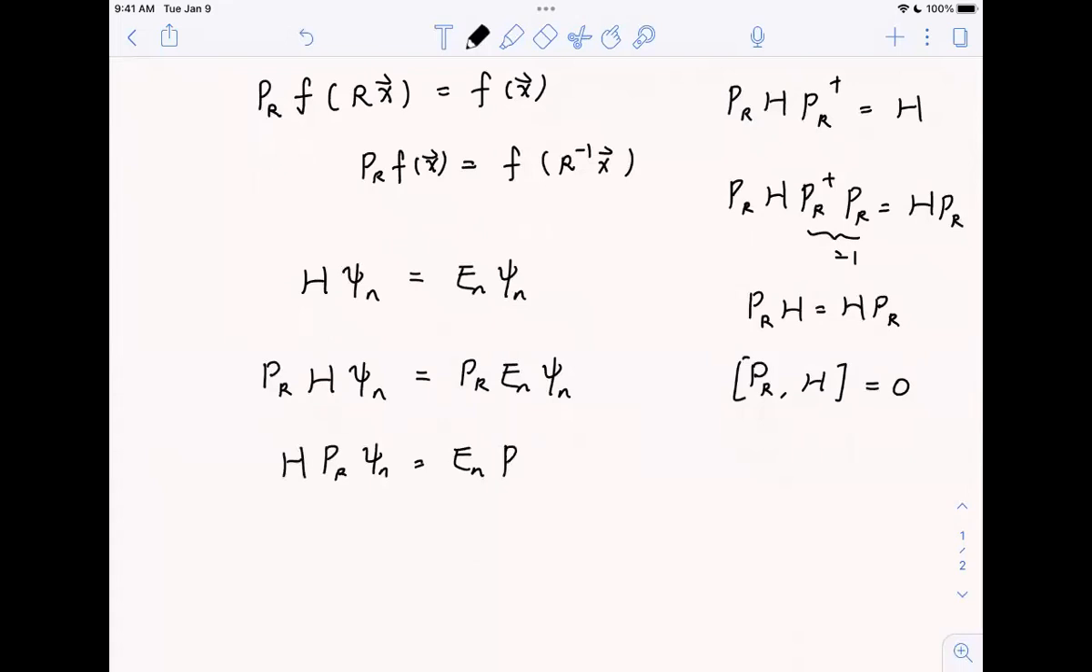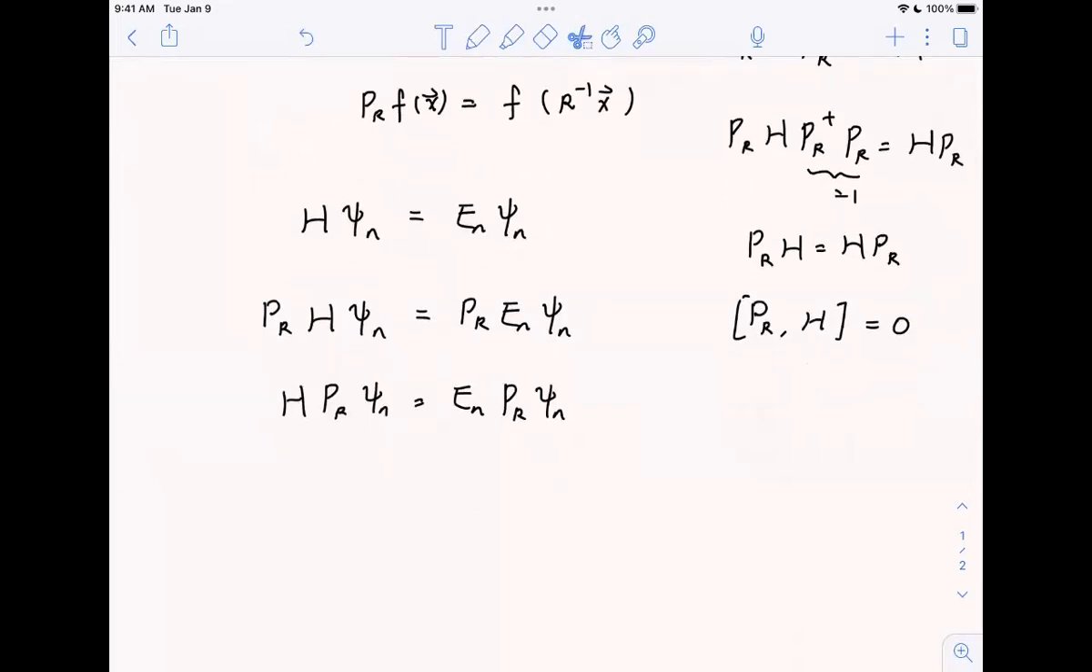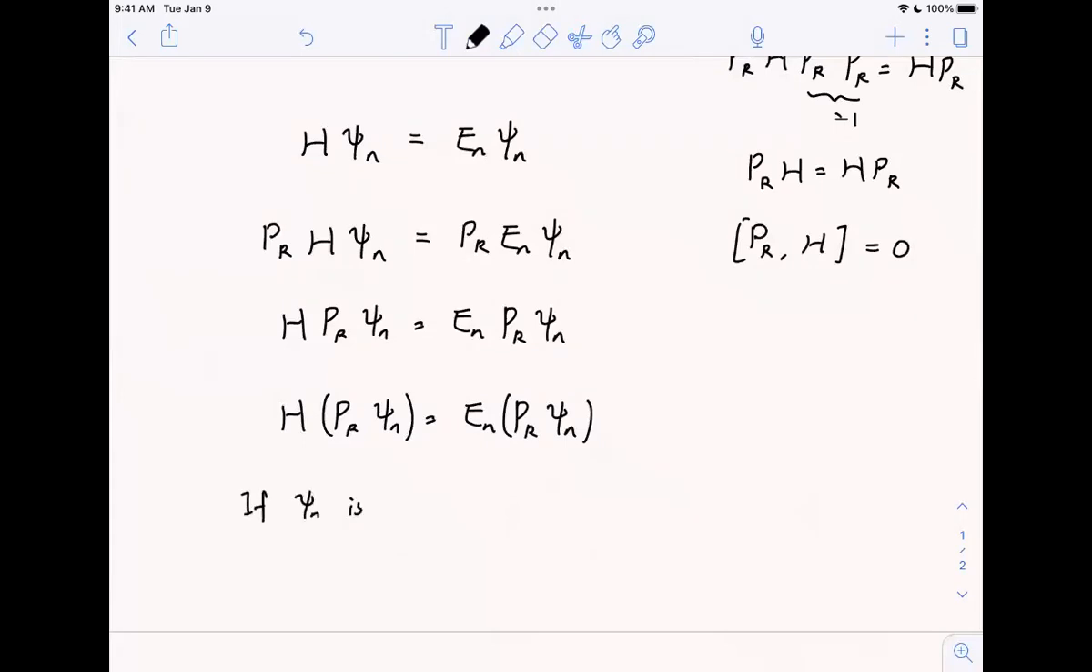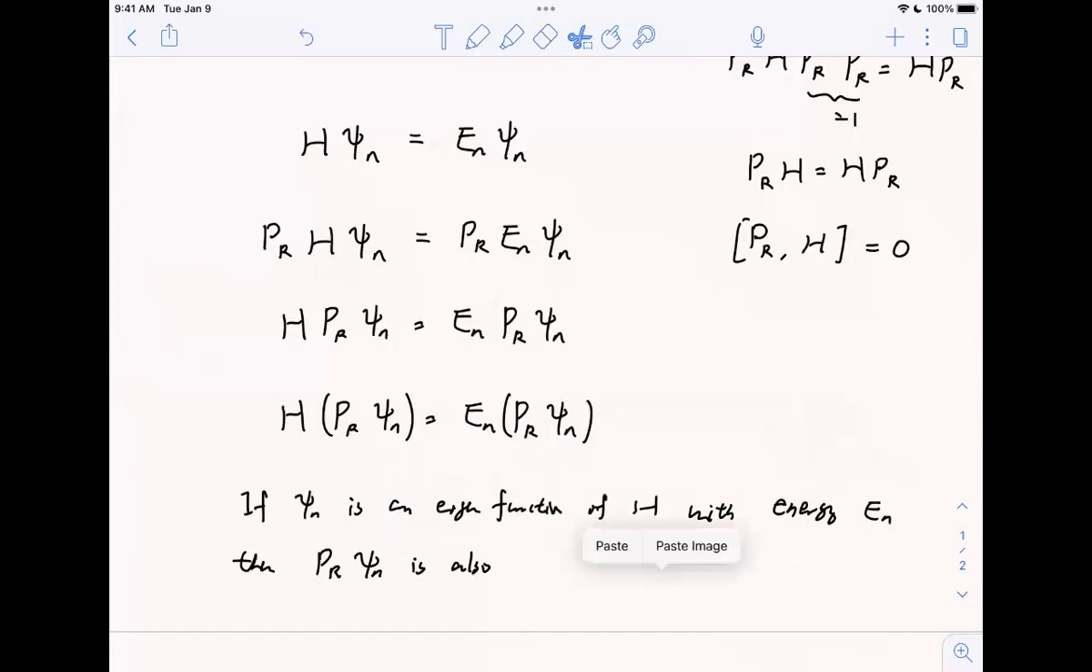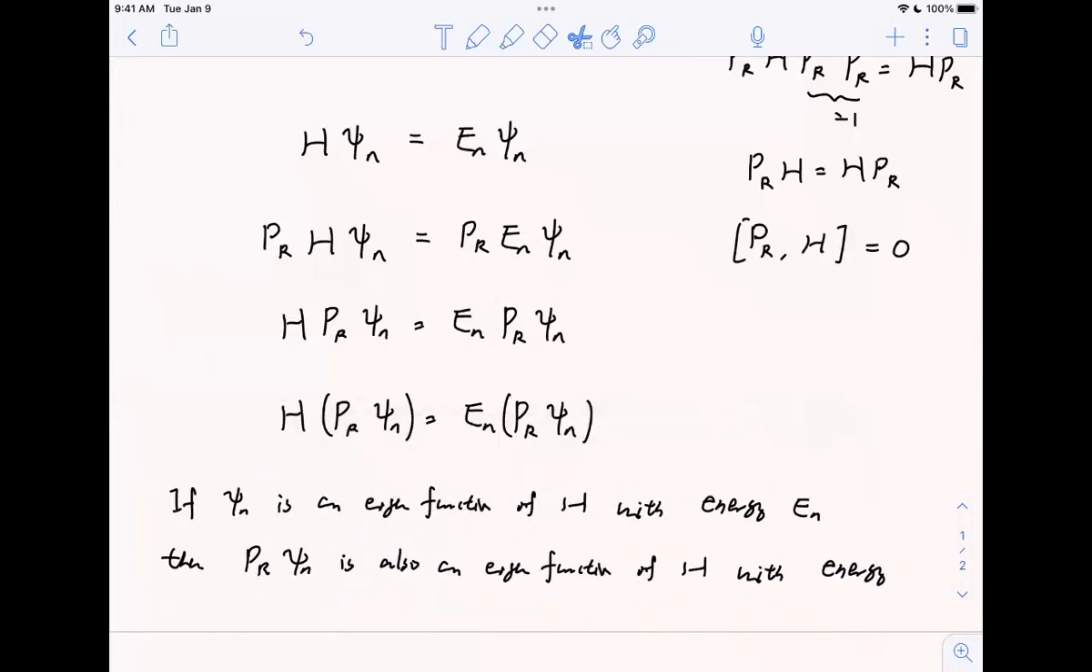Then you can apply this commutation relationship. E is just a number, an energy, a scalar. So here you can group it together. So you see that if ψ_n is an eigenfunction of H with energy E_n, then P_R ψ_n is also an eigenfunction with energy E_n.